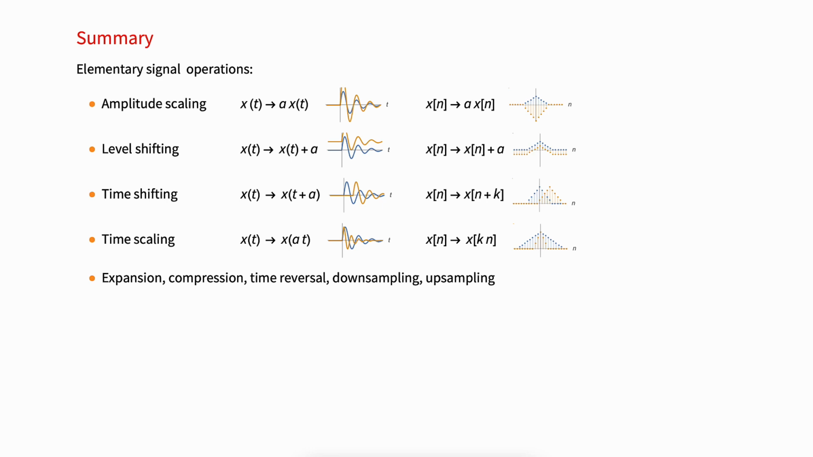In this lesson, we studied basic signal operations of shifting and scaling as they were applied to the independent variable and dependent variable in both continuous time and discrete time, as listed here. We saw several examples and also learned some new vocabulary related to signal operations, namely expansion, compression, time reversal, downsampling, and upsampling.